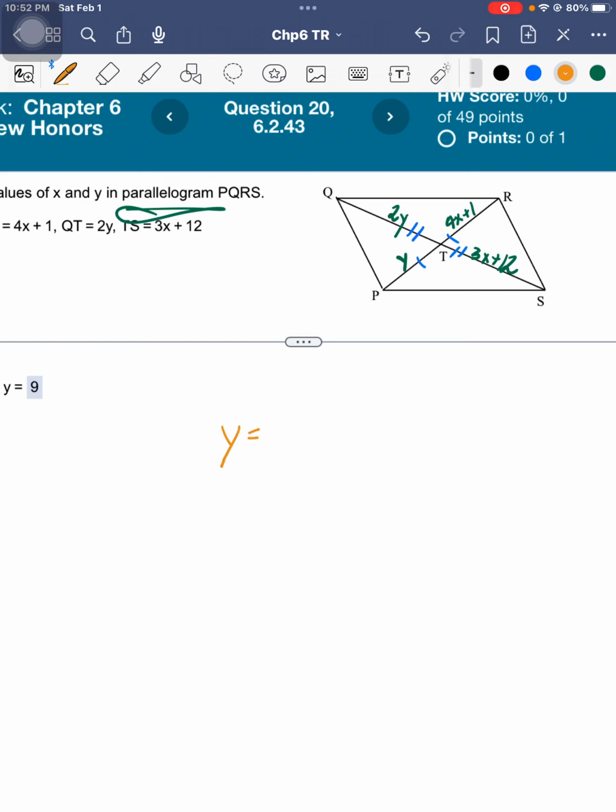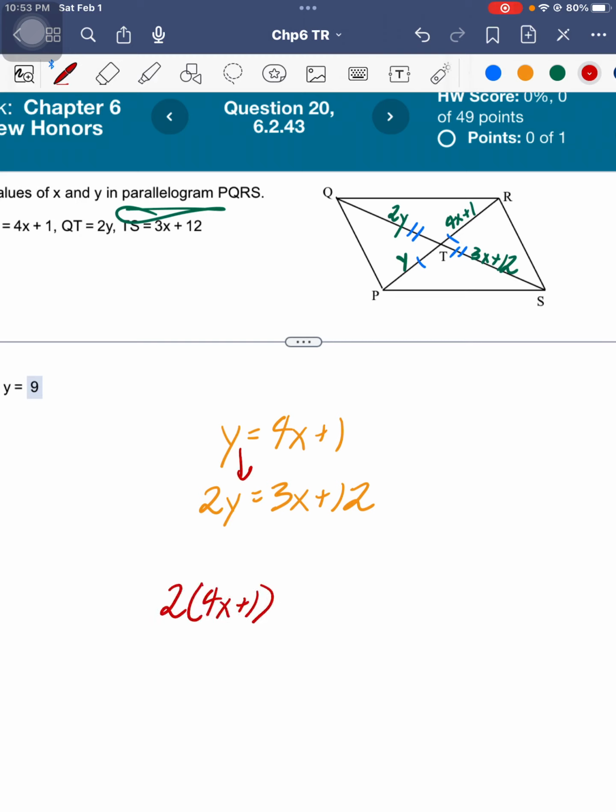Y equals 4x plus 1. Now let's write the other diagonal: 2y equals 3x plus 12. So this is a system of equations, and if we already have a variable isolated, let's just use substitution. This y is isolated, so let's plug in this y right there. So it's going to be 2(4x plus 1) equals 3x plus 12.